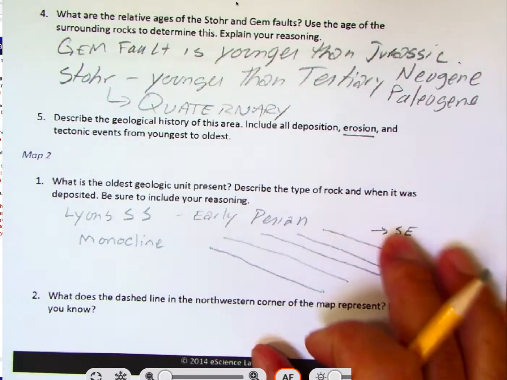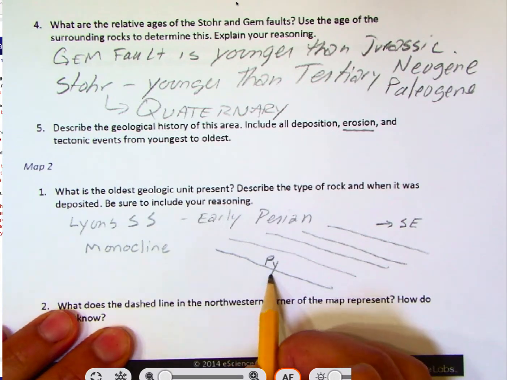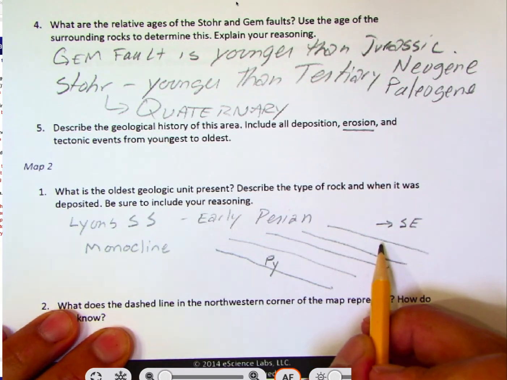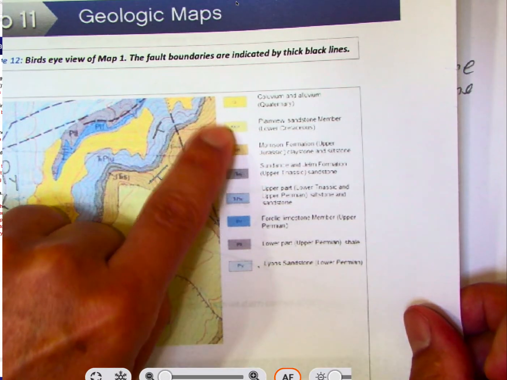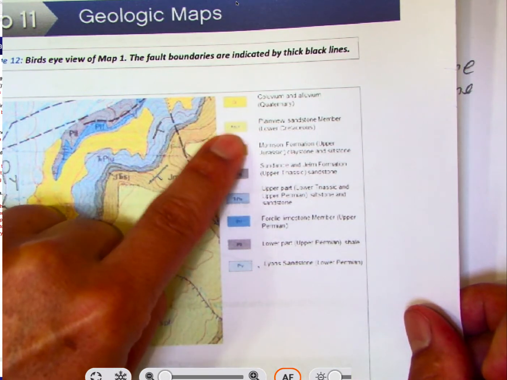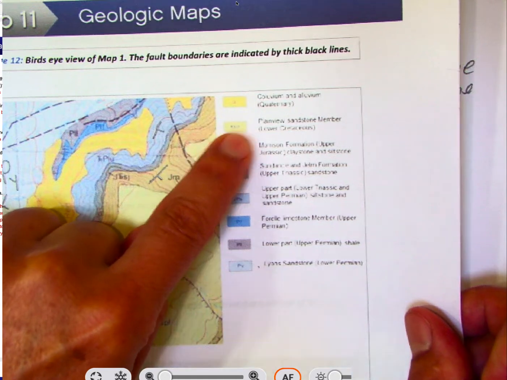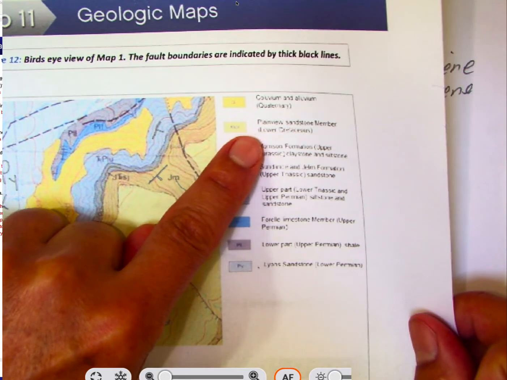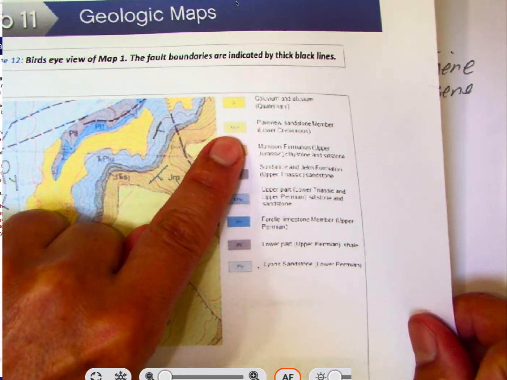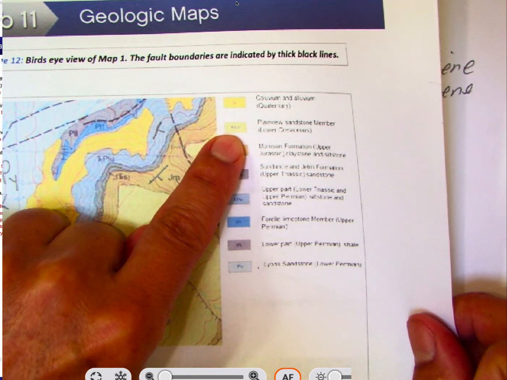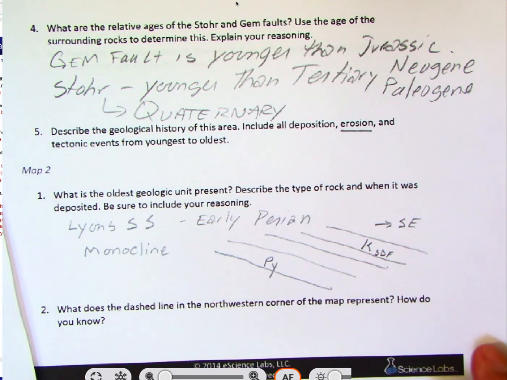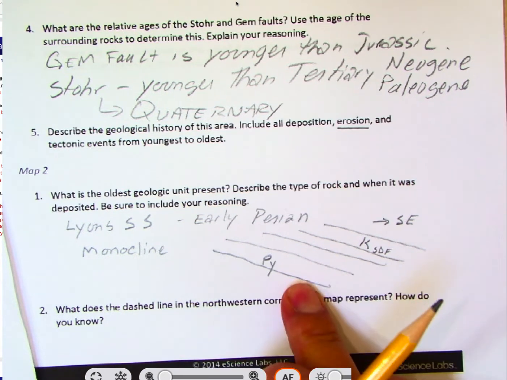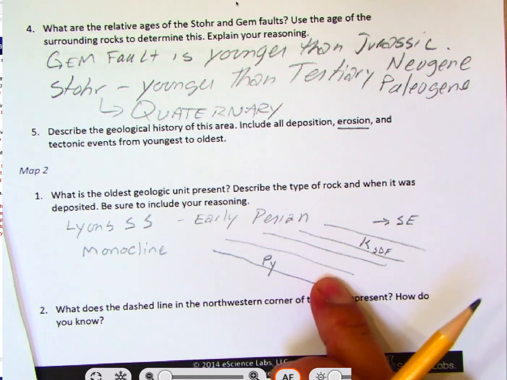And then the older, this PY, would be down here. And the youngest thing here would be the Cretaceous, this Plainview Sandstone. And then obviously Quaternary is the youngest thing, but we don't worry about that. That's just cover at the very top. But we want to put this guy, Plainview Sandstone Member, so it's lower Cretaceous. So I'll put KSDF, it looks like. And so that would be the strata that we see there. So that's another reason that this Permian Lion Formation is going to be at the bottom.